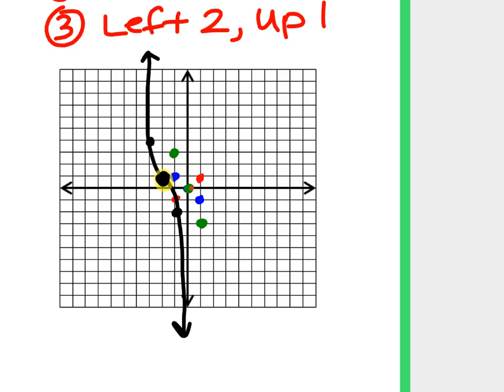And then blue is after it got reflected, and then green is after we stretched it. So you'll notice this green dot is 3 times further away from the x-axis. Similarly, this green dot is 3 times further from the x-axis than the blue one. And then we took those and shifted them left 2 and up 1 to get our graph in black.